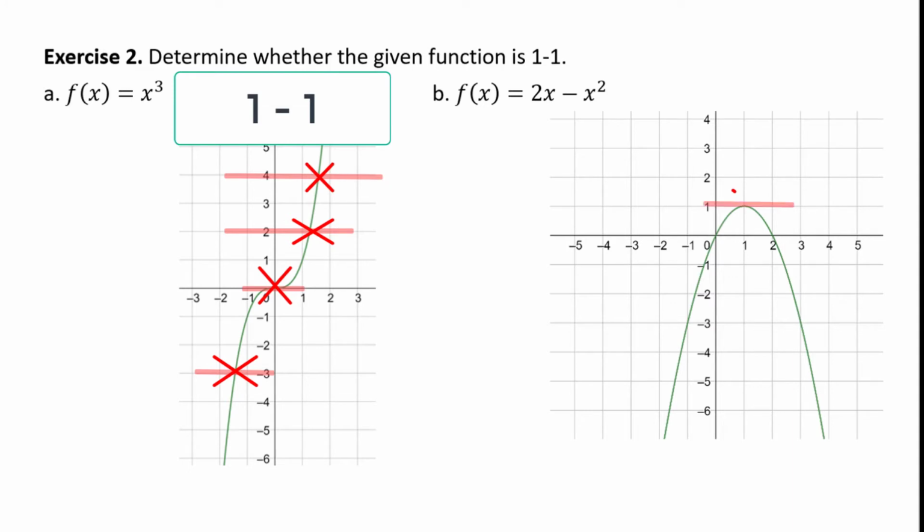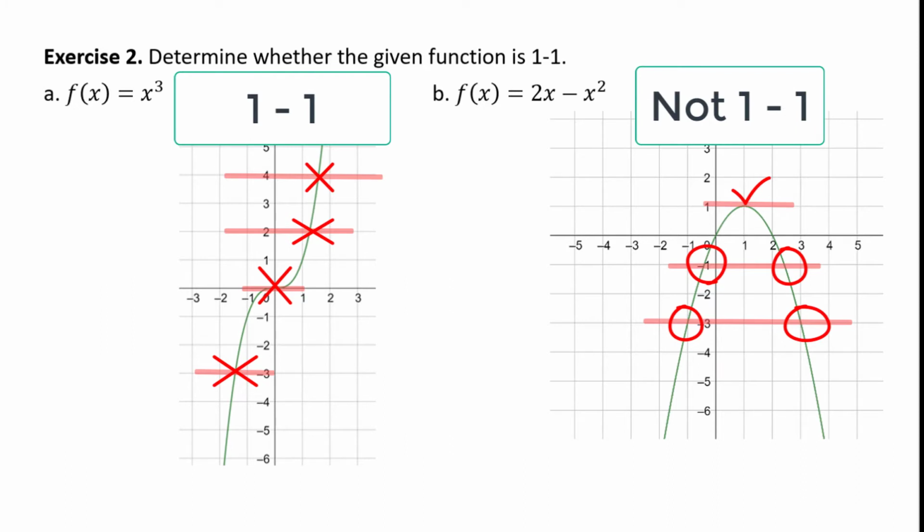It's a tangent, but let's see what happens if we draw horizontal lines lower down the y-axis. For example, at y equals -1. Yep, it intersects at 2 points. Well, how about at y equals -3? Nope, the graph intersects at 2 points also. Since the graph of this function fails the horizontal line test, we say that the function is not one-to-one.